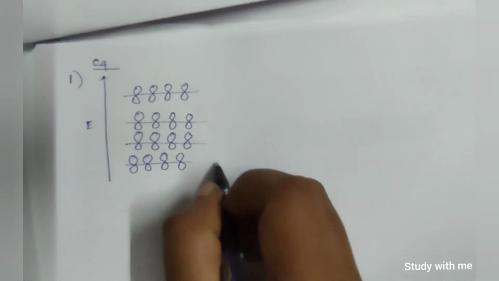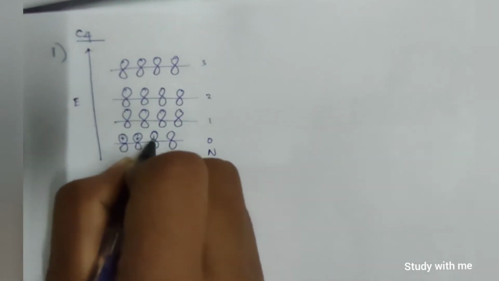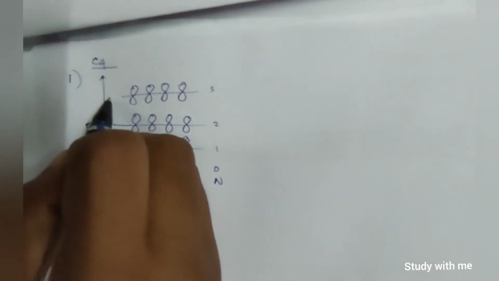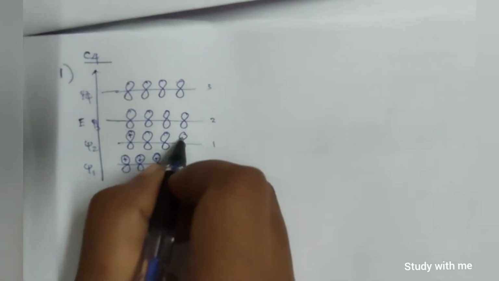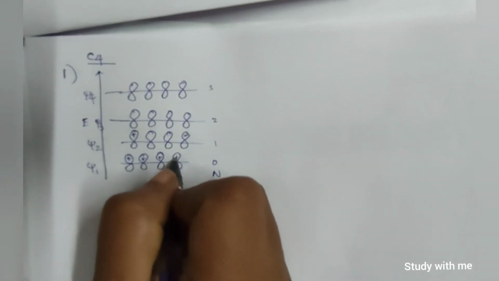The first one will have 0 nodes, the second one will have 1 node, then 2 nodes, then 3 nodes. I have said that the first one will have only positive signs, so this will be all positive. This is called psi 1, this is called psi 2, this is called psi 3, and this is called psi 4. So in psi 2, the first one will be positive and the last one will be negative, isn't it? So this will be alternating, and this has 1 node. So the 1 node is here, so these 2 will have the same signs and these 2 will have the same signs.